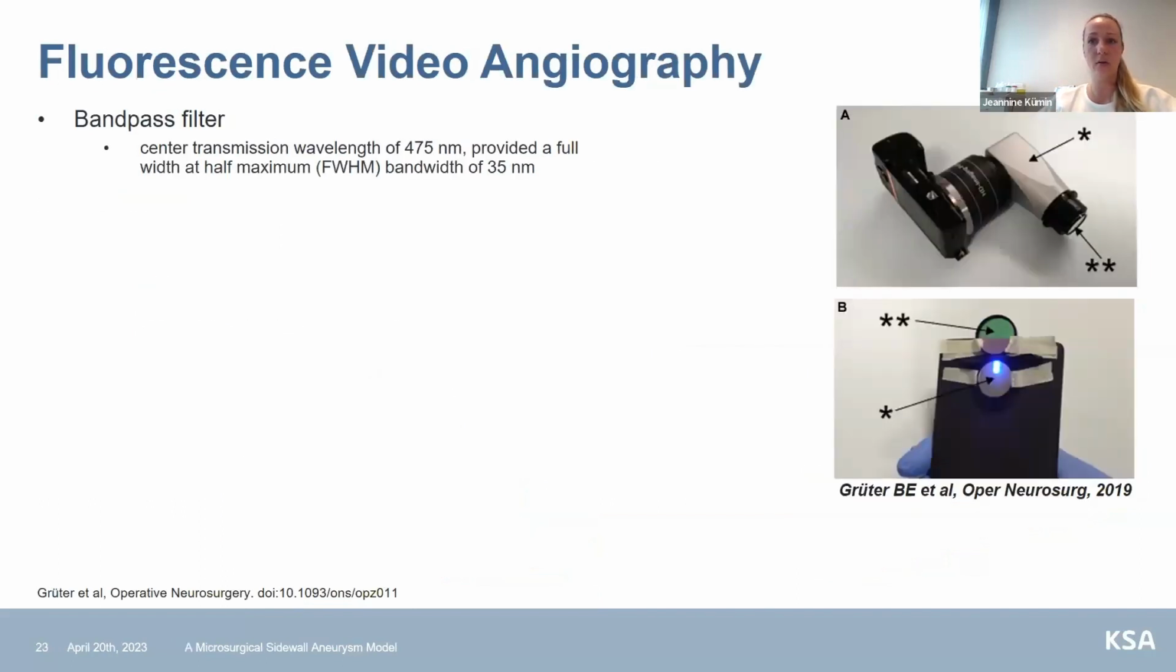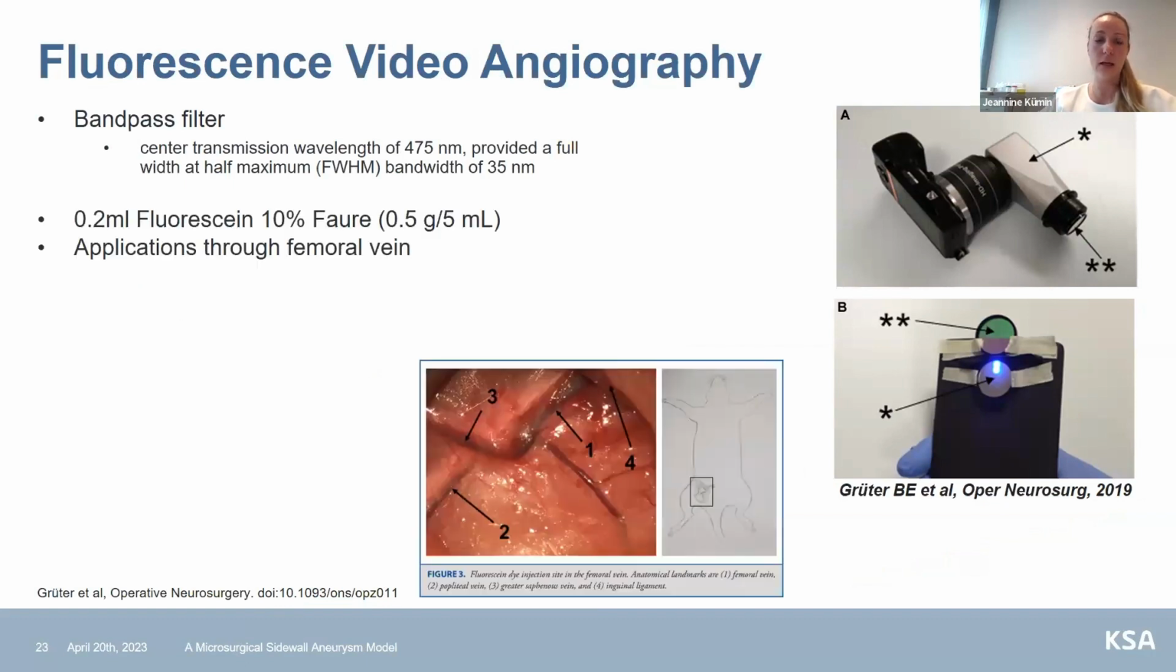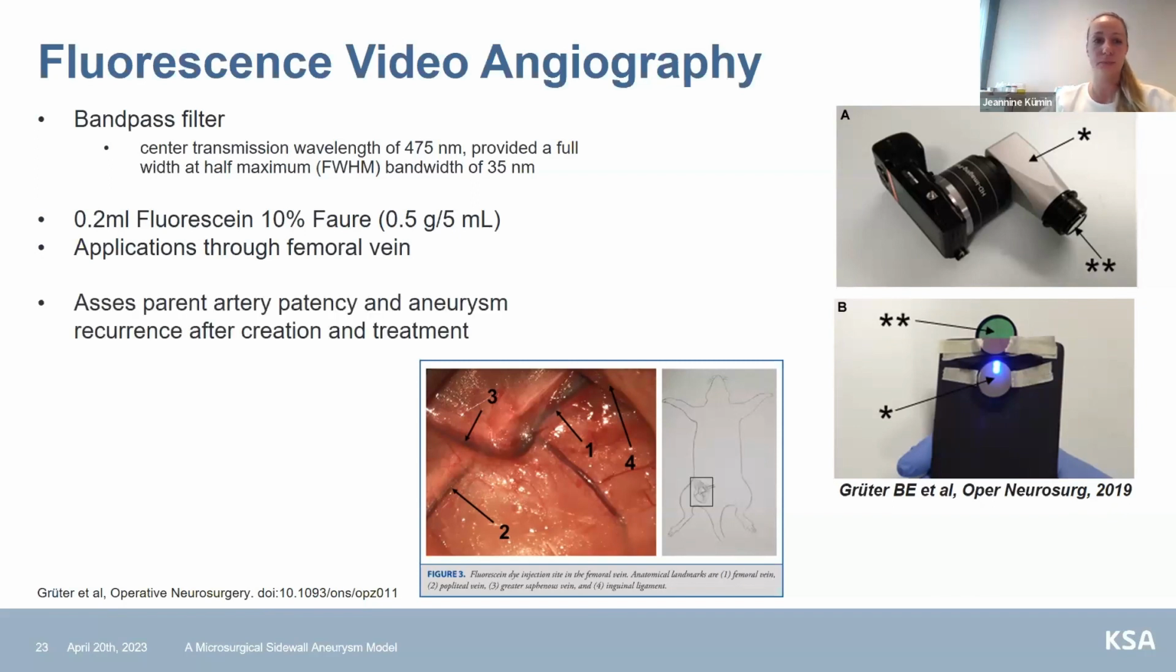And the last topic I would like to talk about is the fluorescence video angiography. It's a really simple technique which can be used with all the other modifications I described before. So there we have both an online bandpass filter, used together with fluorescein 10%, which was applied through the femoral vein, either after aneurysm creation or at the end point where we had the follow-up after several weeks.